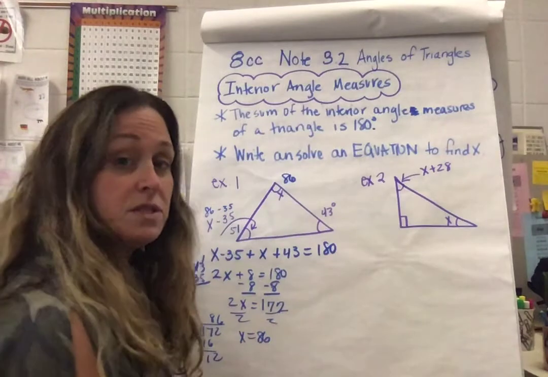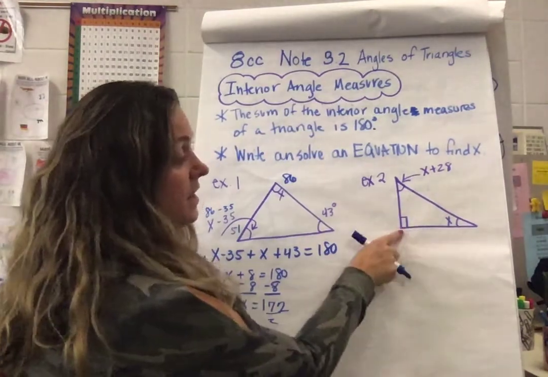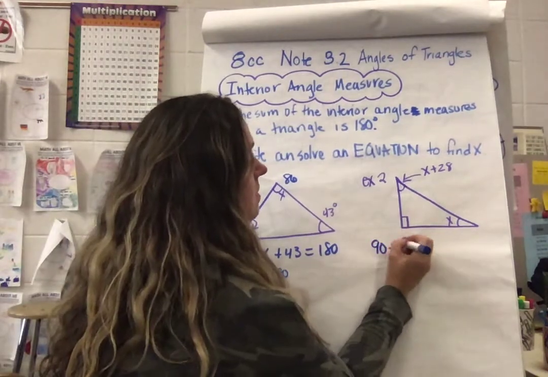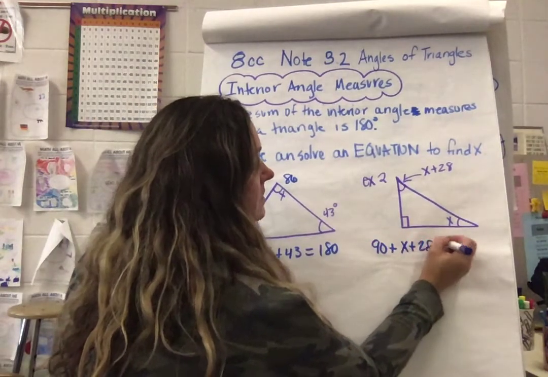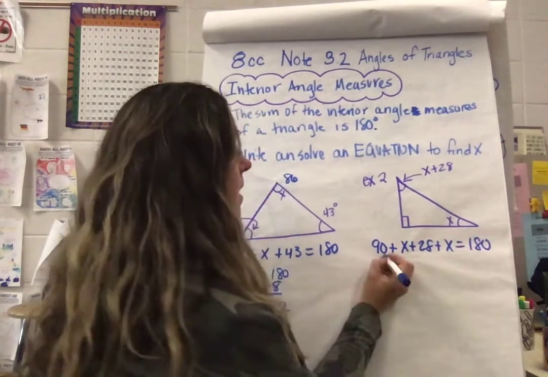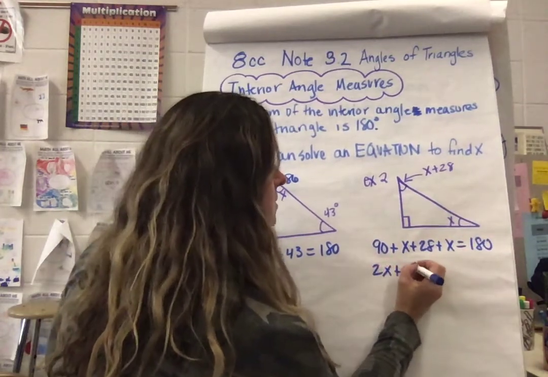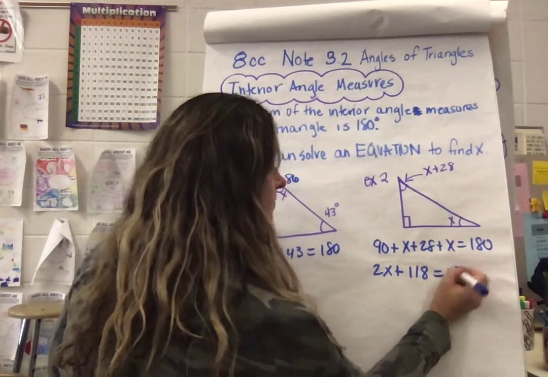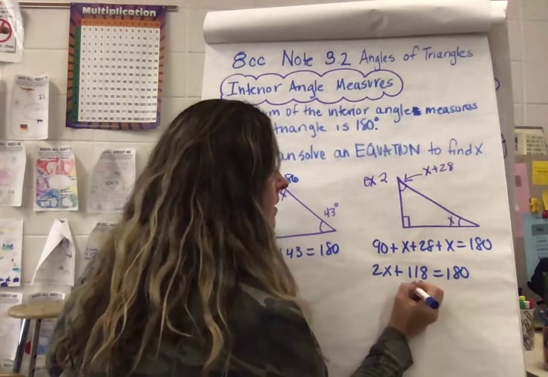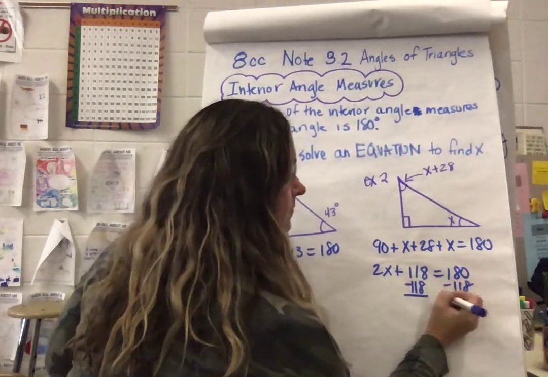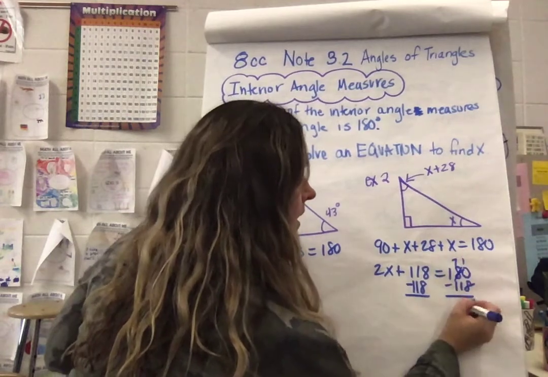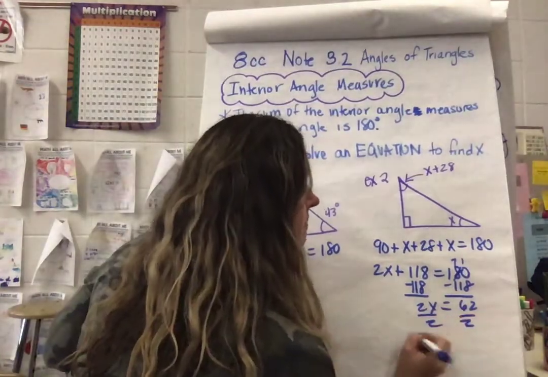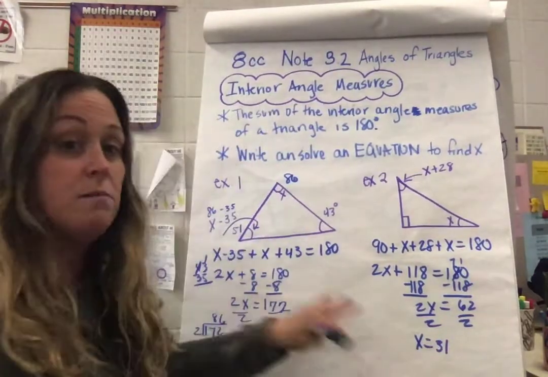The interior angles have a sum of 180. Please notice that if there is a boxed off angle, that represents 90 degrees. So I have 90 degrees plus x plus 28 plus x equals 180. I have 2x plus 8, 9, 10, 11, 118 equals 180. I'm going to subtract 118. I have 62 equals 2x. I divide both sides by 2. X equals 31.